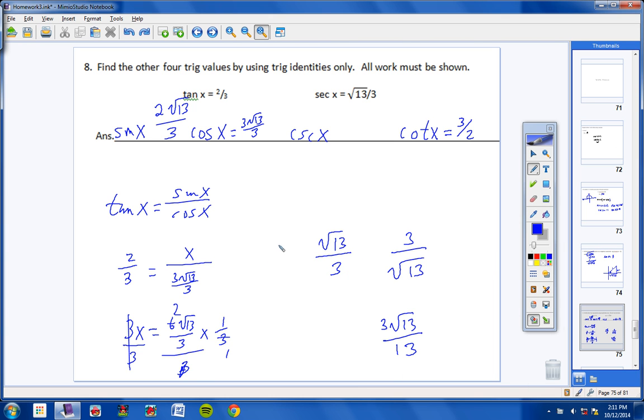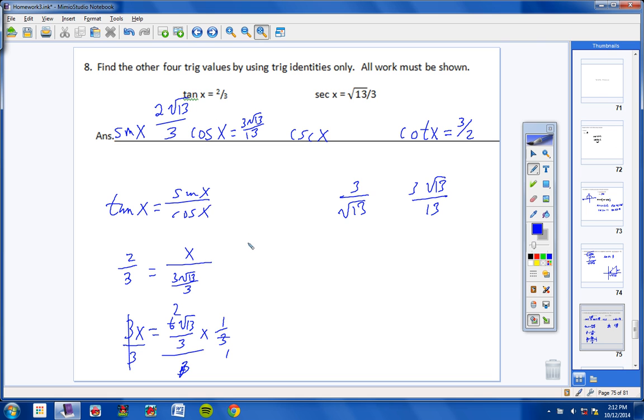Okay, students, sorry about that. I'm back. I made a mistake way back here when I found cosine right here, and I apologize. Y'all probably saw it. And so my mistake is when you flip 3 over square root of 13, you get 3 square root of 13 over 13. Okay, so this would be a 13, okay?